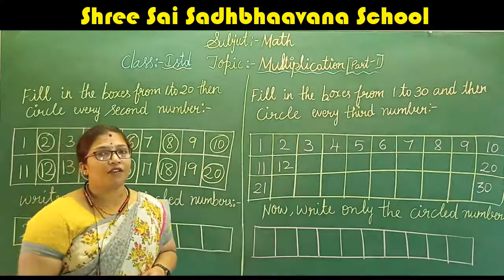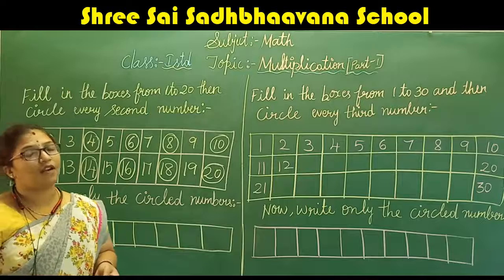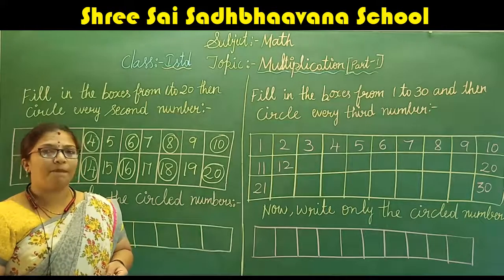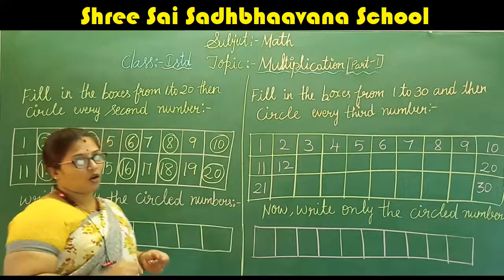So what do we call this? One number we are skipping and the next number we circle. This is called two number skip counting.